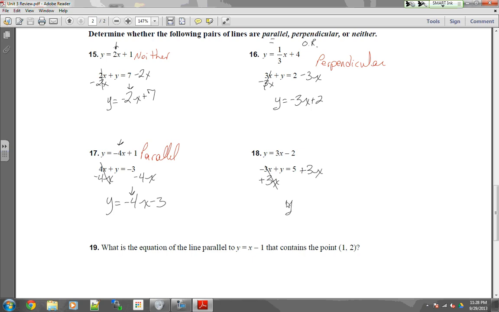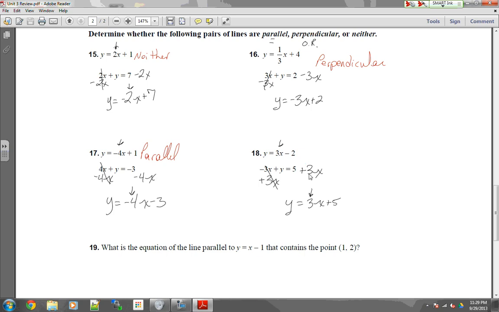Again, I don't know what this thing's doing. I don't know why it's lagging. So just give me a second and I'll write it in. Parallel. All right. Let's move down to the last 3 problems now.